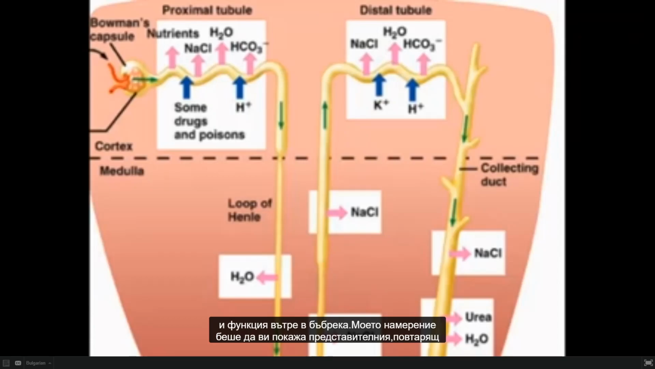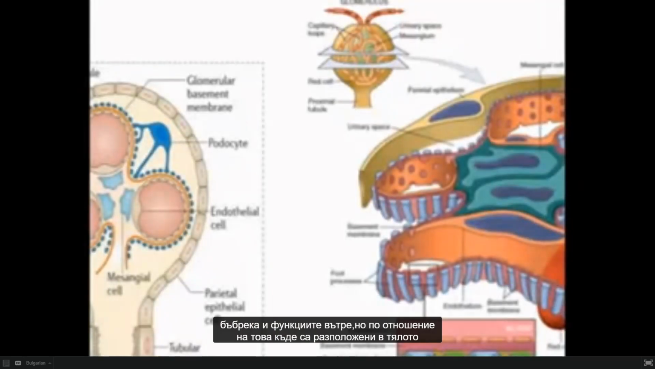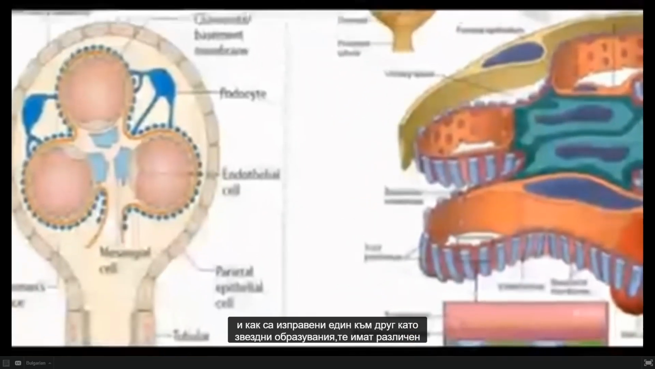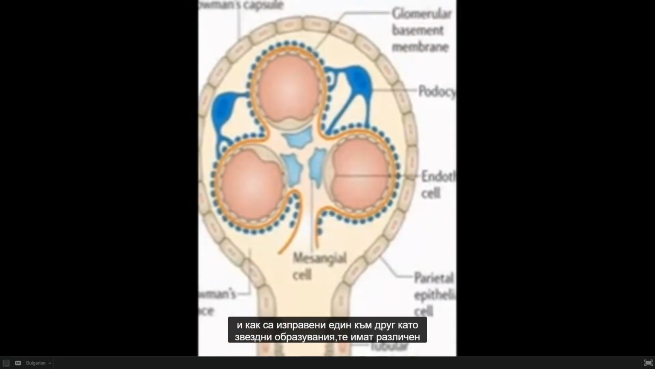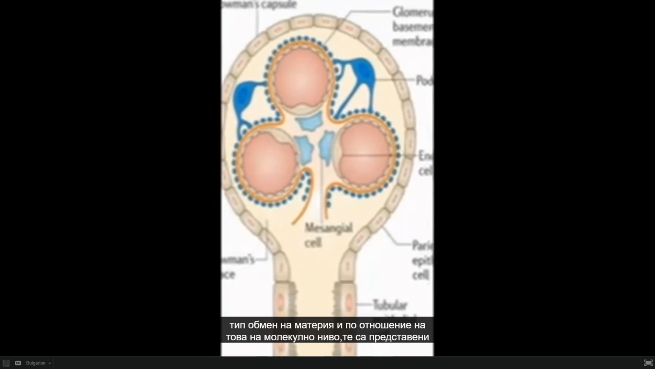My intention was to show you the repetitive model of the reactor shape, and how different parts of the star formations are even close to the microscopic view, like 2 hemispheres, 2 lungs, 2 kidneys, and the functions inside. But regarding where they're positioned in our body and how they face each other like star formations, they have different types of exchanging of matter.